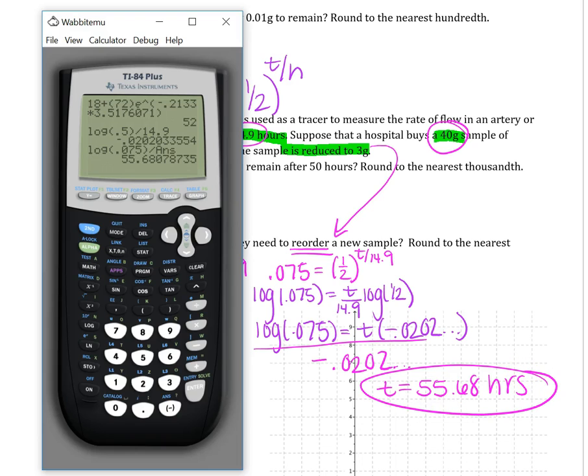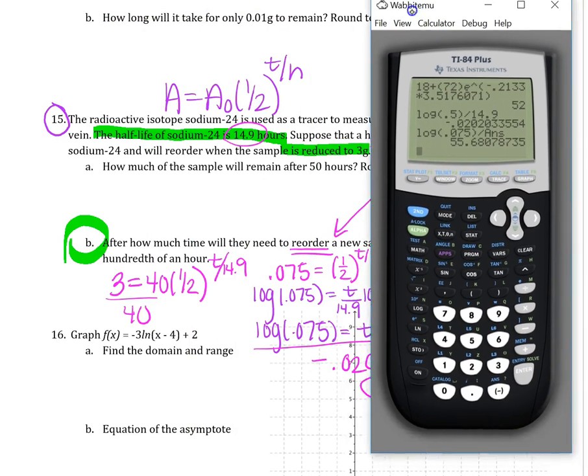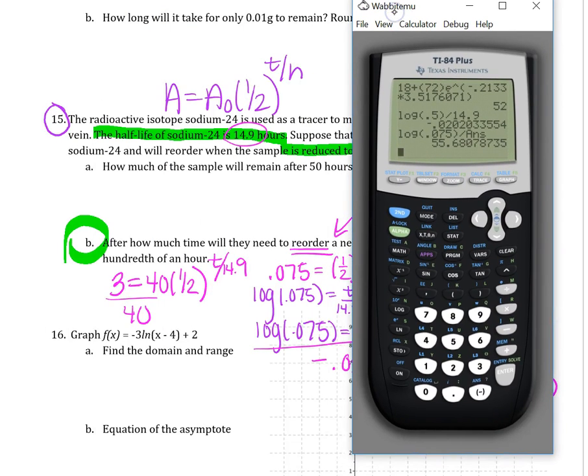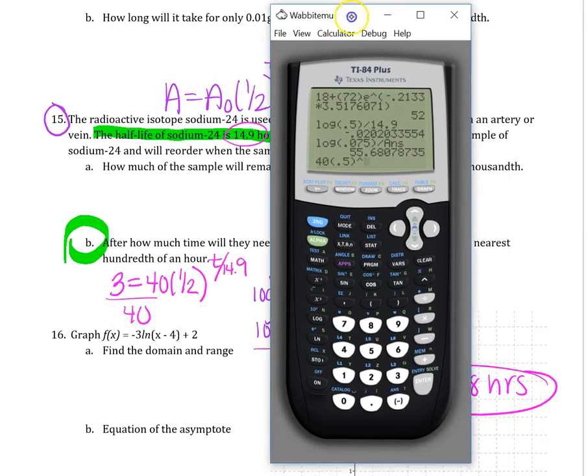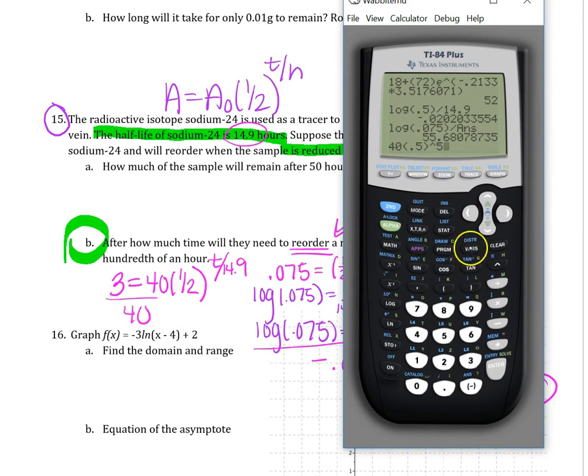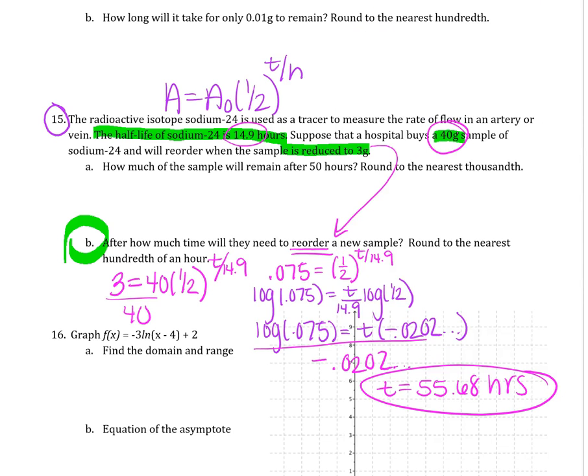So again, this is something that you can check. I can take that 55.68 number and plug it back in and say, do I get 3? So 40 times 0.5 raised to the 55.68 divided by 14.9. I should get approximately 3. And I do. Obviously I rounded it so it wasn't exact, but that's a way that you can check your answers. So just don't forget that that's an option for you.